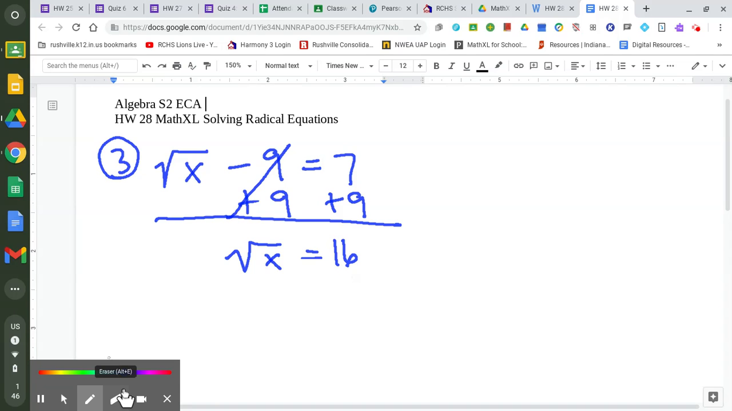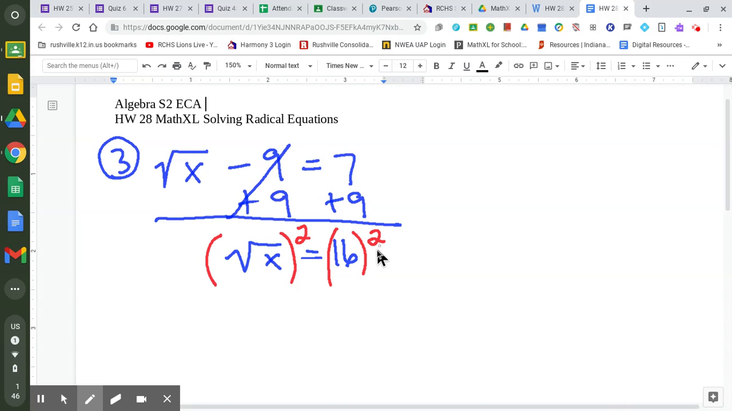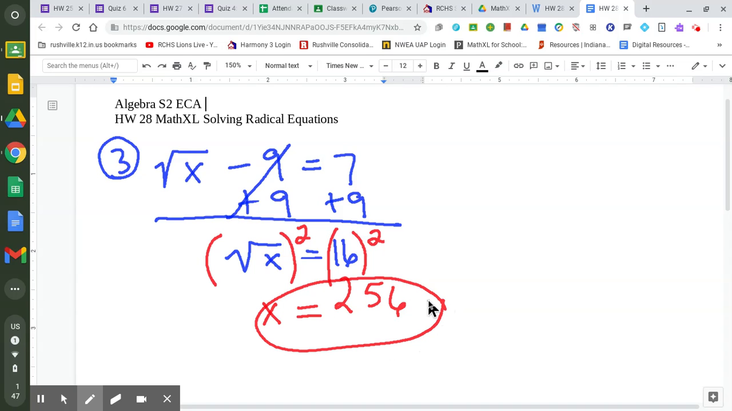And now that I have the radical isolated, I will square both sides of the equal sign. When I square a square root, the square root box goes away, and I've got x equals, and then I'm going to do 16 times 16. So x equals 256. And that is my answer.